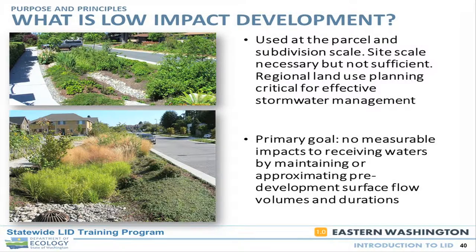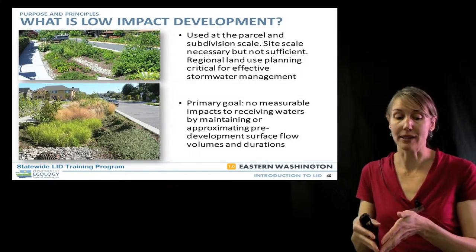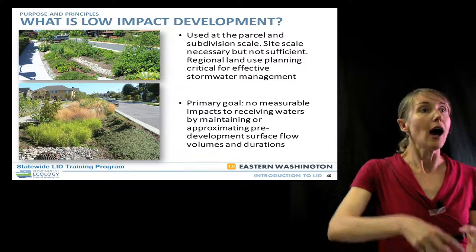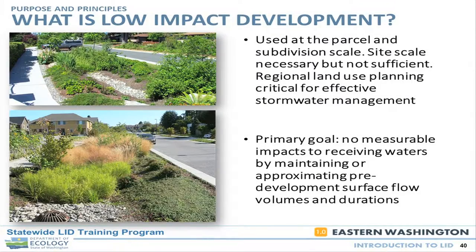Other things to think about when discussing what is low impact development. It's used at a parcel or a subdivision scale, and site scale is necessary, but it's not sufficient. So you really want to take a step back and look at the entire parcel, or the entire subdivision, and think about that as part of your site design and how you'll be managing stormwater at that level as opposed to just at the specific site scale level. So it's a higher, wider vantage point because it is an integrated system. And the primary goal is that there are no measurable impacts to receiving water bodies. You accomplish this by maintaining or approximating pre-development surface flow volume as well as durations.